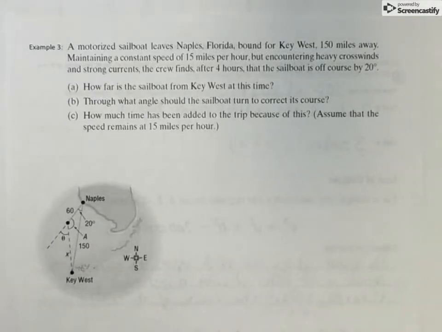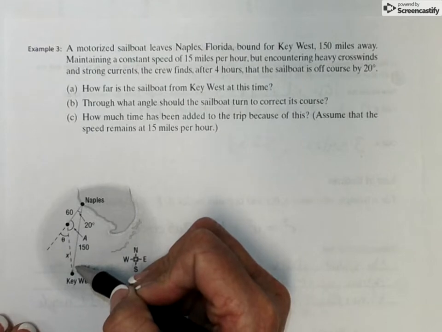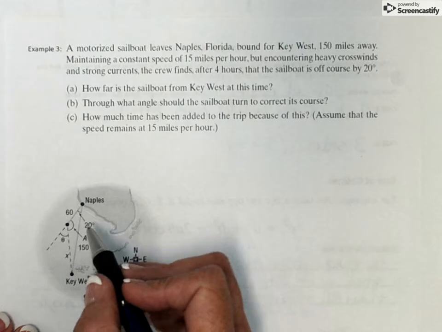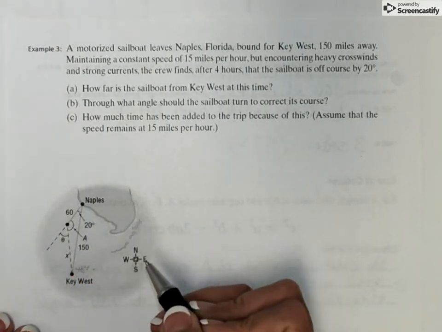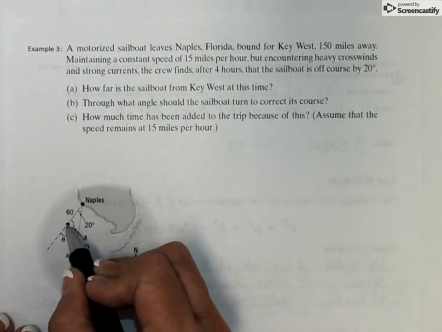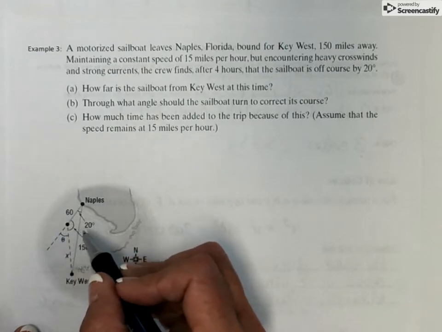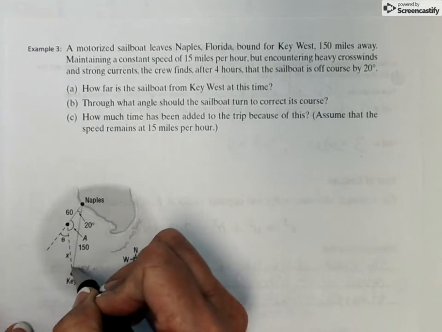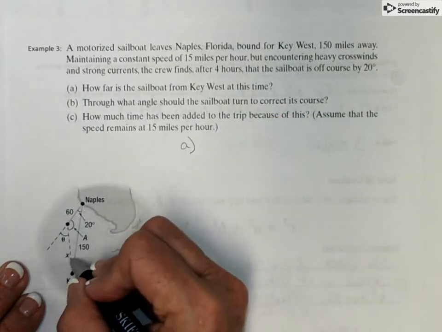Okay, so we've got a scenario where we're sailing from Naples, Florida for Key West, which is 150 miles away. We maintained constant speed but encountered heavy winds and currents. So after 4 hours, we are off course. So instead of continuing this way, we've been pushed this direction. And so here we are after 4 hours. Okay, and we want to see how far the sailboat is from Key West. So I need to know this distance here, x. So let's try and find that first. So part A, I'm trying to find x.